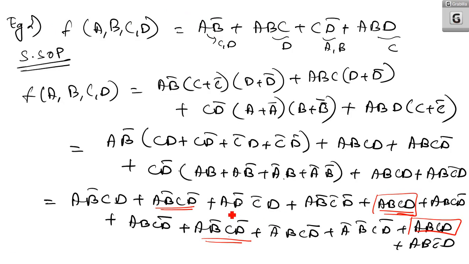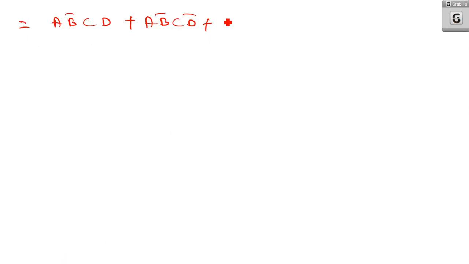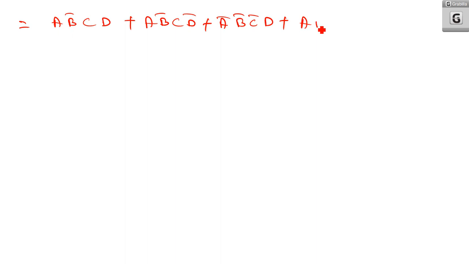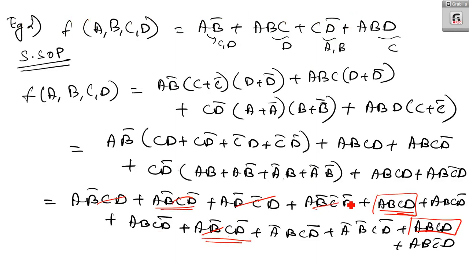The next term is a bar b bar c bar d. Yeah, you get a bar b bar c bar d, so these two terms are over, that term is over. Then the next one is a b bar c bar d bar. Okay, so this term is over.